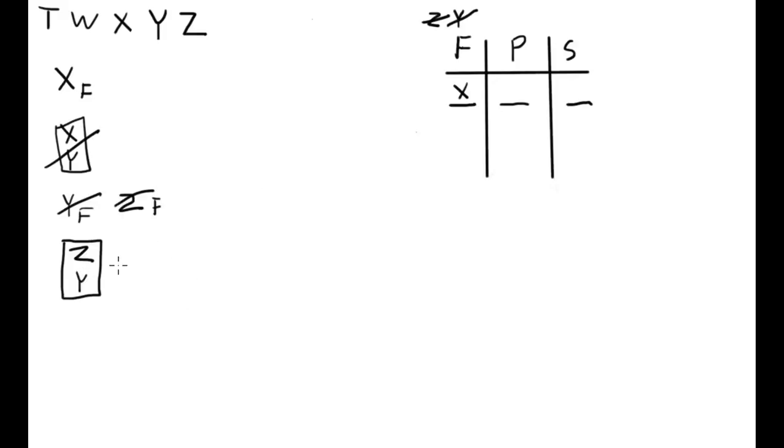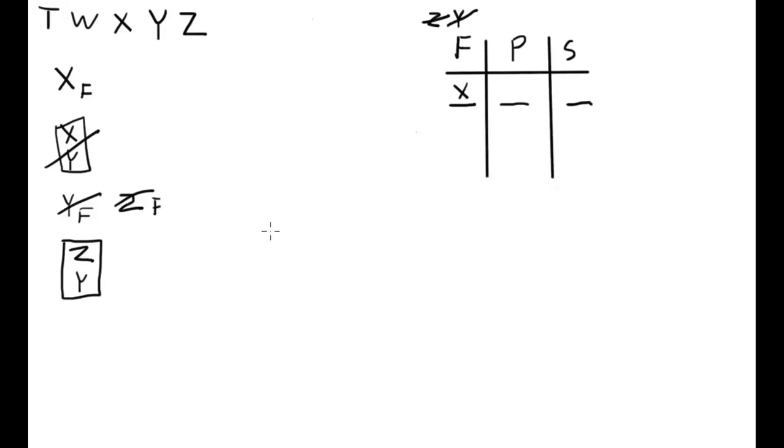Of course, that means that ZY has to be in either P or S, because every single one of our variables, we're told, has to go in one of these groups. It's not going to be F, so we can already see that Z and Y, notice that's 40% of our variables, are bound to one of two groups. So that's important to take note of.